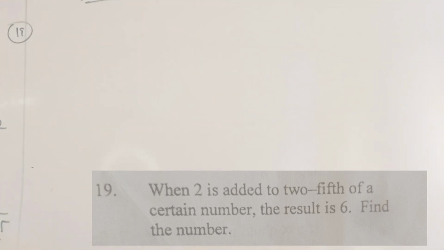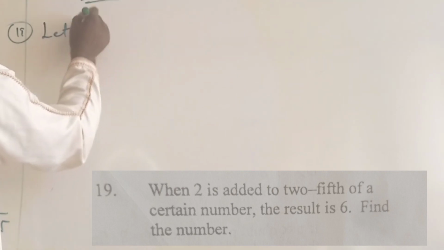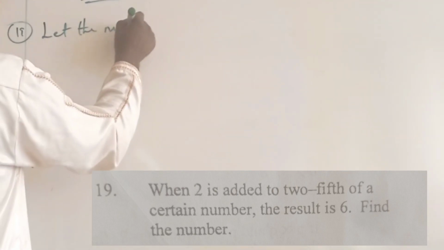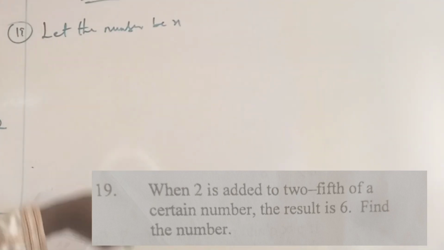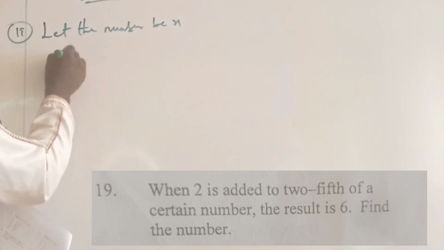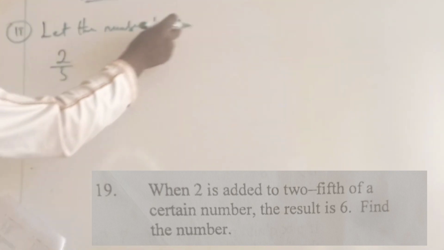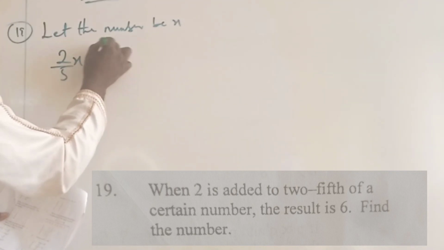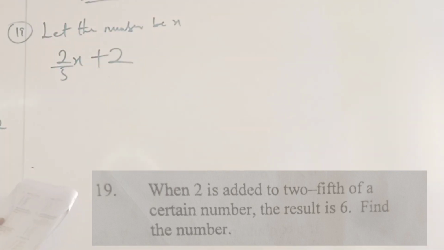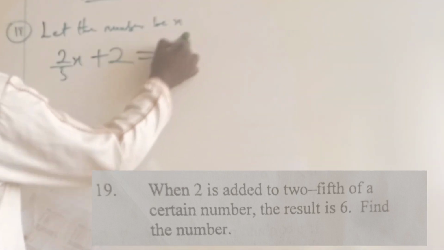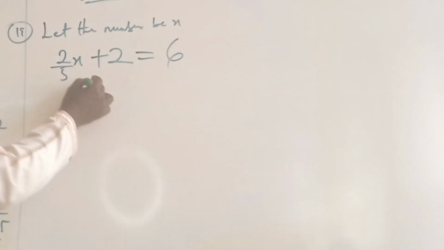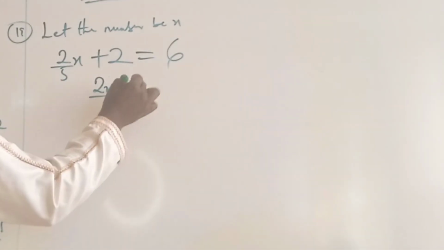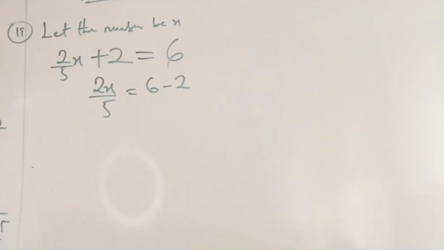When 2 is added to 2/5 of a certain number, the first thing is what is that certain number. Let the number be x. So 2 is added to 2/5 of this. Then 2 is added to it, plus 2. The result equals 6. Find the number. So this one is straightforward. That means you are going to have 2x/5 equal to 6 minus 2, right? Am I making sense? Yes.